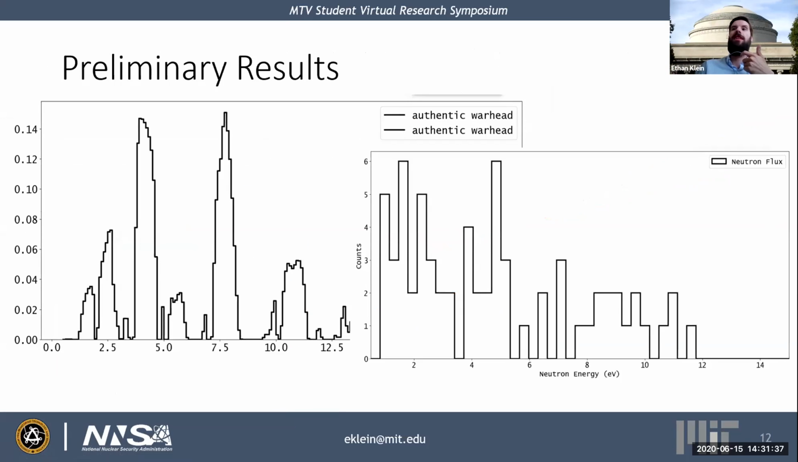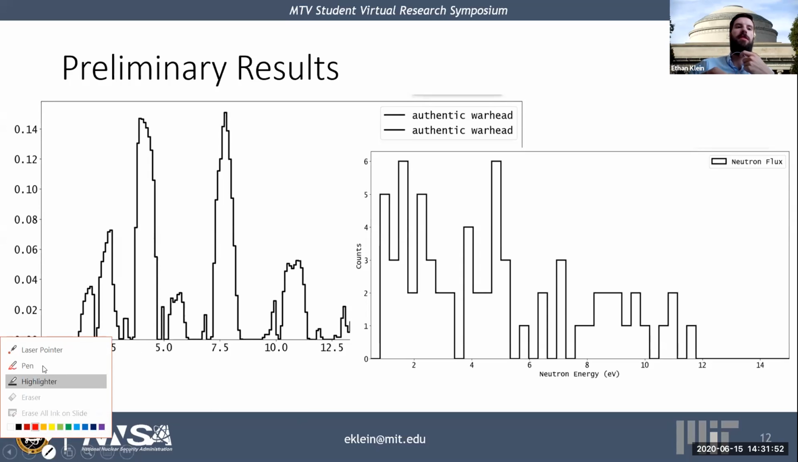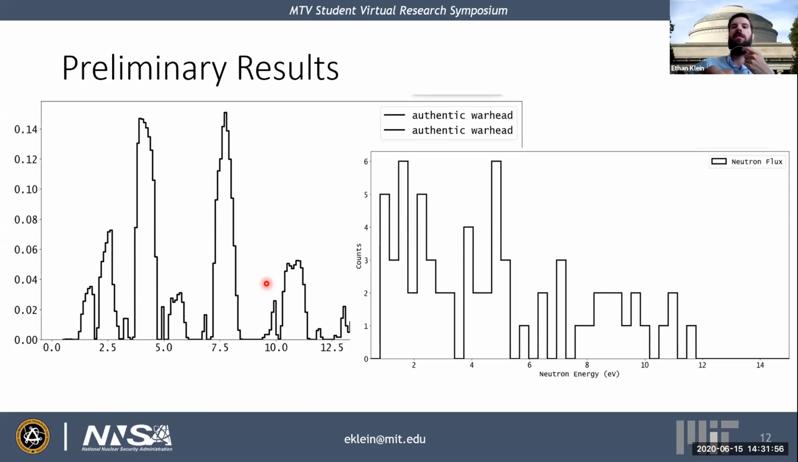Very quickly, this is just kind of thrown together, but preliminary results. So on the left here, I show you a calculation for transmission through a HEU pit just based on the ENDF values. And so what you can see are the neutron resonances leading to these attenuation dips, here around 3 eV, around 6 eV, and then around 8 eV.